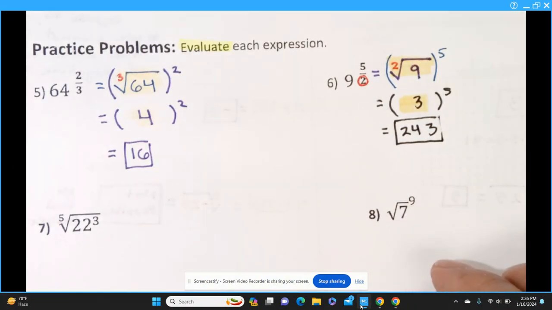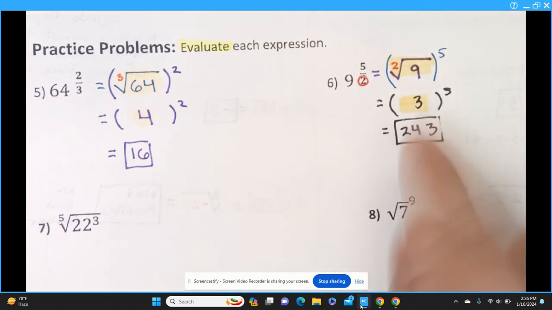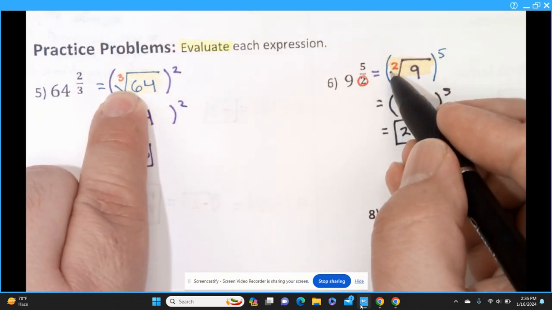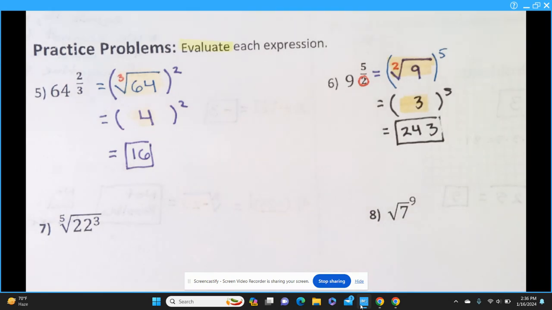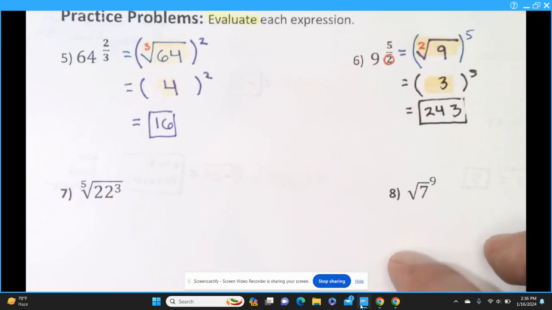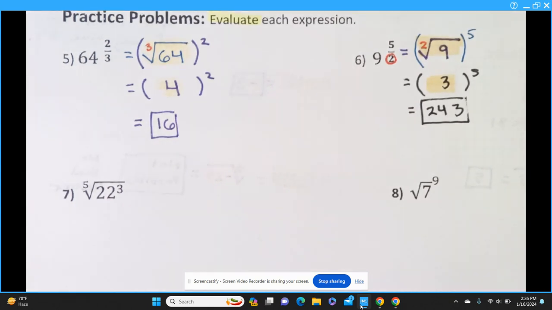So again, you have to know how to do powers on the calculator and how to do roots, any kind of root on your calculator. So that's what today's about. That's why you needed to have a calculator in your hand. This should be one of the easier assignments to do because the calculator's doing most of it.